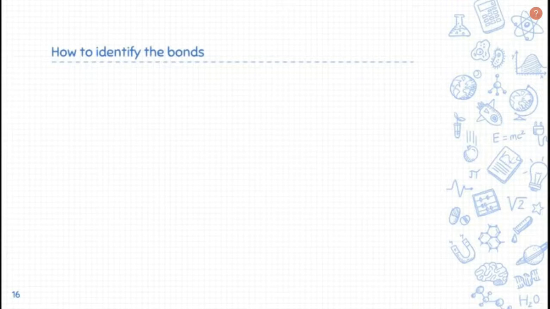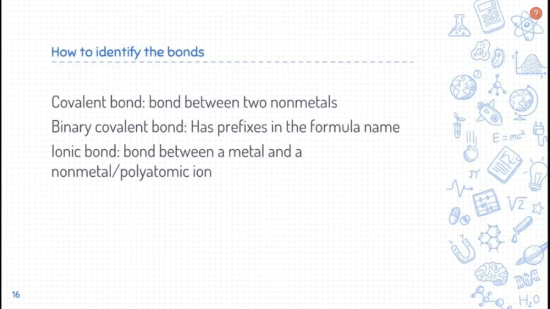And the next slide here is how to identify the bonds. So covalent bonds are only bonds between two nonmetals. Binary covalent bonds are like covalent bonds, but they have a prefix in the formula name. I'll show you soon. And ionic bonds are bonds between a metal and a nonmetal, or a polyatomic ion compound. So that's going to be all. I'm going to be showing you how to write the formulas and all of that in just 1 second.